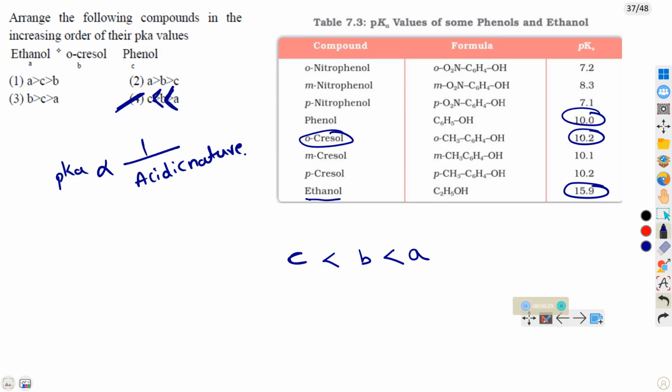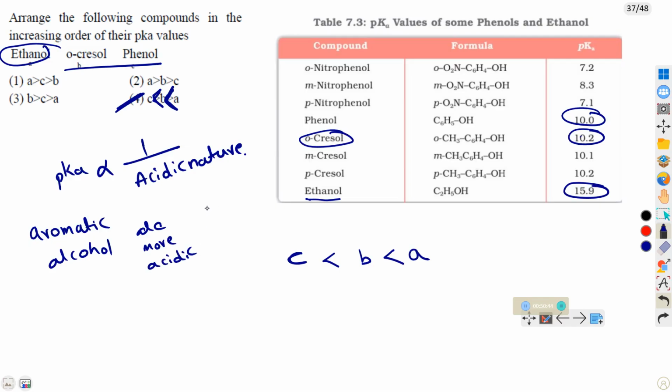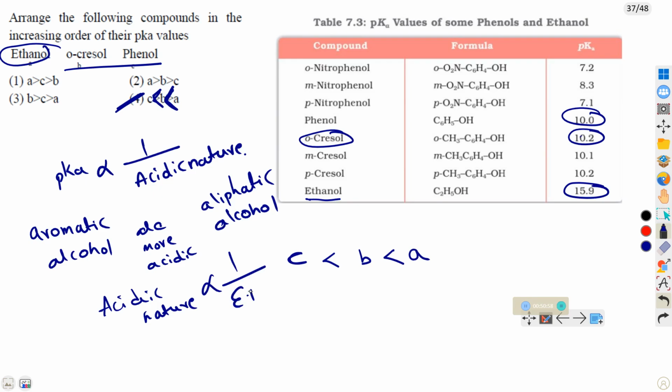First of all, this is aliphatic. These two are aromatic. Aromatic alcohols are more acidic than aliphatic alcohols because in aromatic alcohols, what is possible? Resonance is possible. After that, acidic nature is inversely proportional to electron donating group.